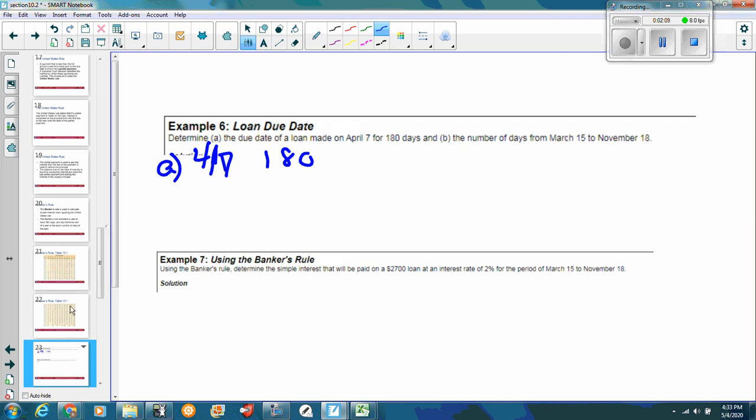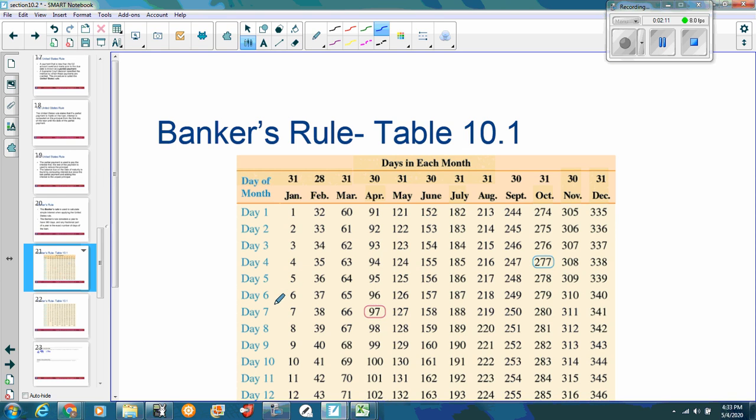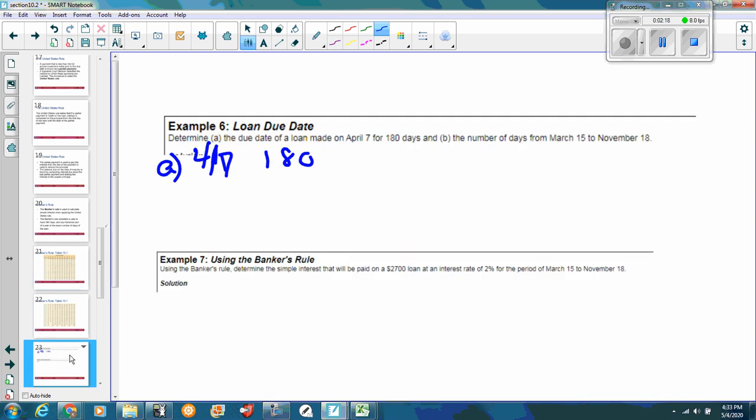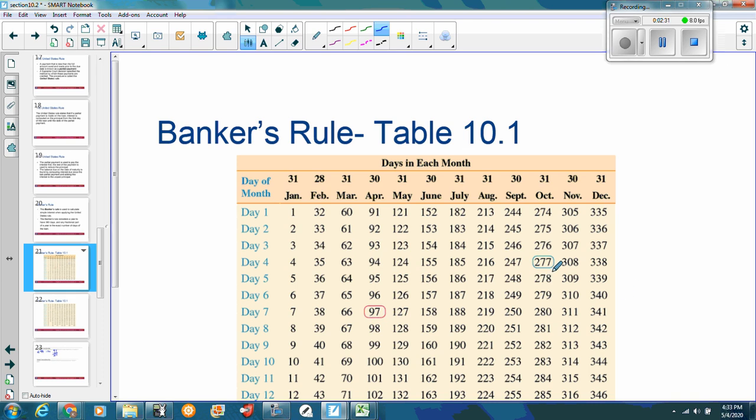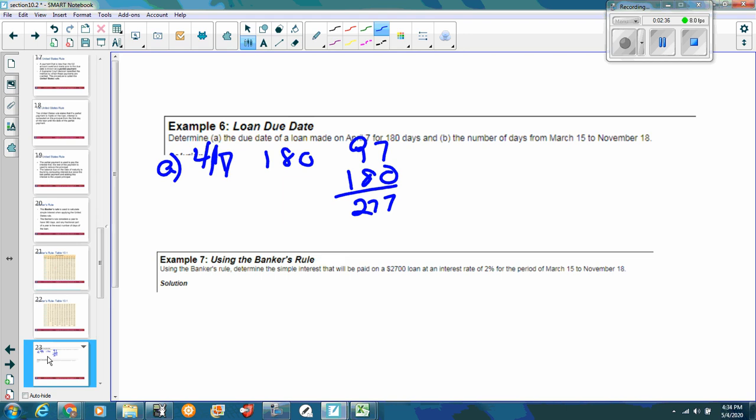4/7. Okay, so I come over here to 4/7. The 7th day of April, you can see they have it circled, is 97. So I'm going from 97 and I'm going to add 180. So I'm looking for day 277. I come back over here and look for 277, and that is October 4th. So the due date would be October 4th, which is day 277.